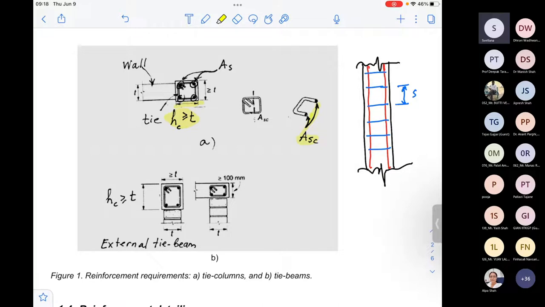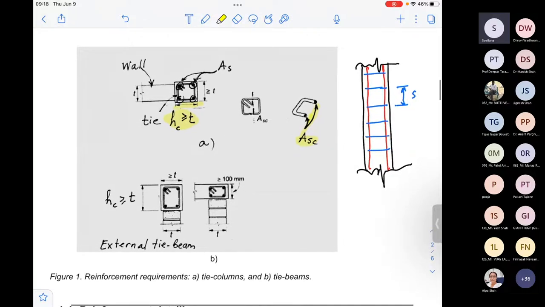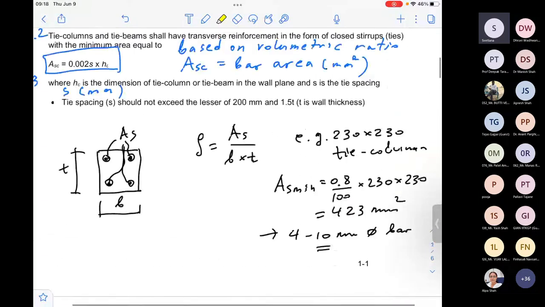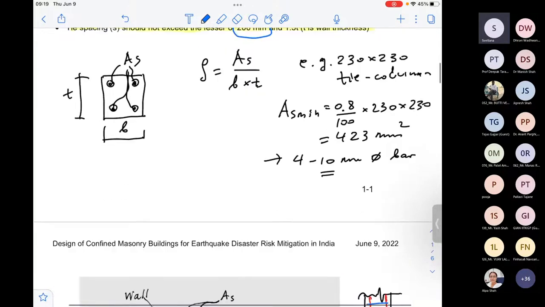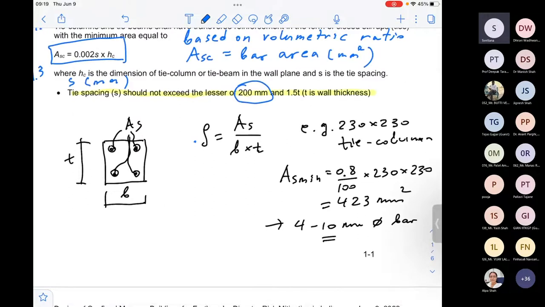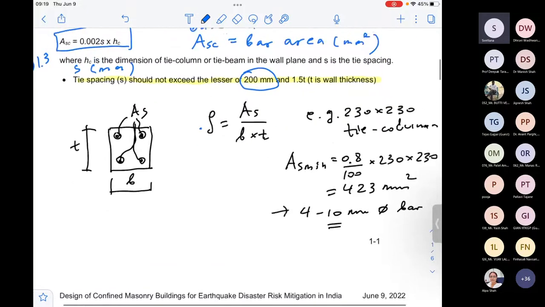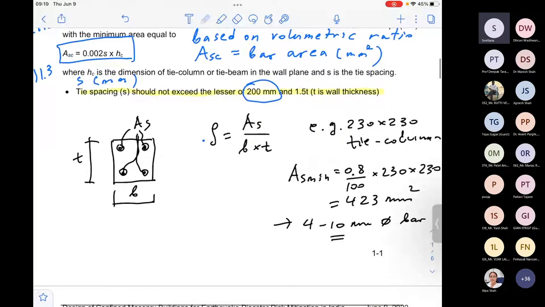So let's see if we take, according to the code, the minimum spacing, let's see what it is. The spacing should be, according to the code, this is the code requirement, not more than the lesser of 200 millimeter and 1.5 T. So I think in all cases the 200 millimeter will govern. So in this case, if we have a 230 millimeter column and 200 millimeter spacing, let us find what would be the ASCE.